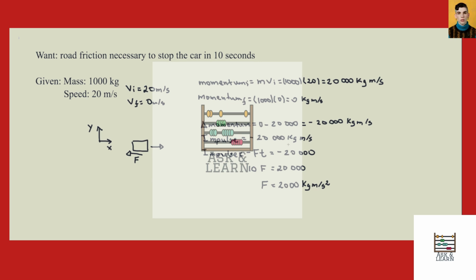But if we notice, kilograms meters per second squared is also newtons. You can get it from Newton's law, which is mass times acceleration. This is units of mass, this is units of acceleration. So we get that our final friction force is going to be equal to 2,000 newtons.